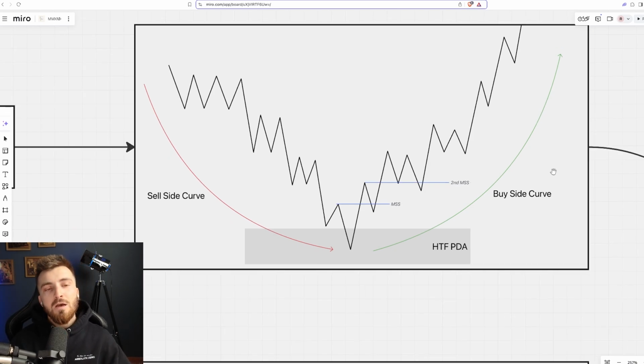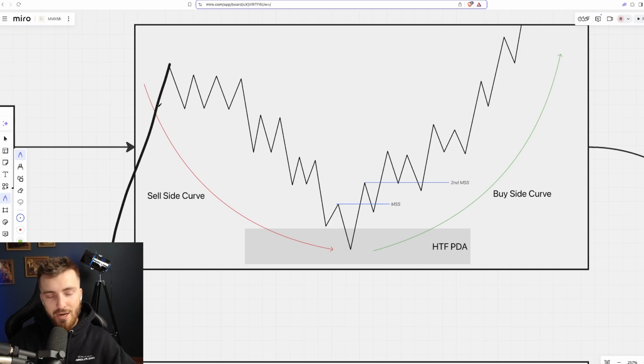Why? Because we have internal market structure, we have external market structure, we have higher time frame PD arrays, we have order flow, we have liquidity, we have everything. So the way I want you to imagine market maker models is the same way that you imagine external market structure and internal market structure.